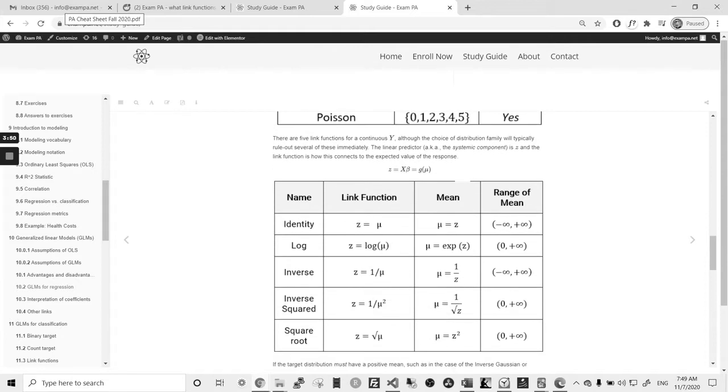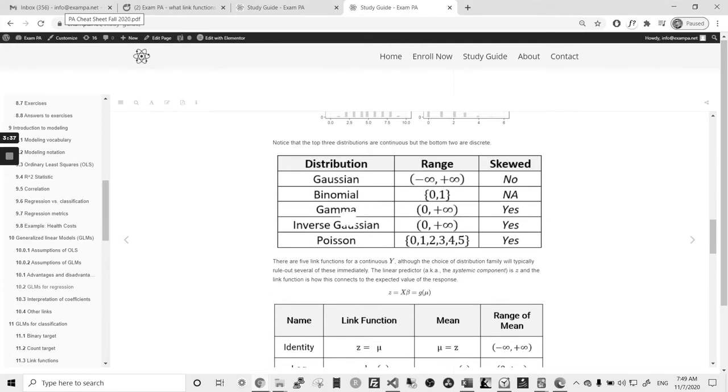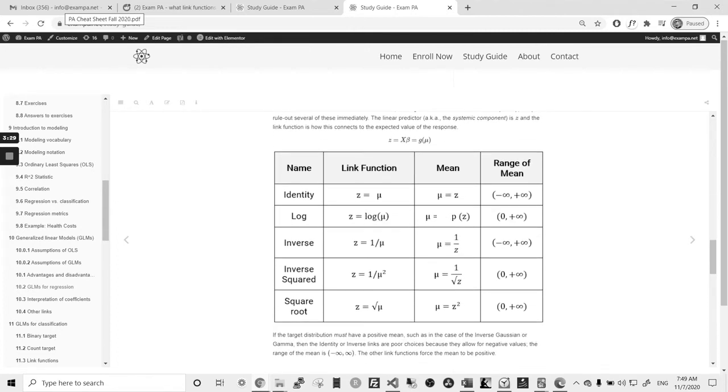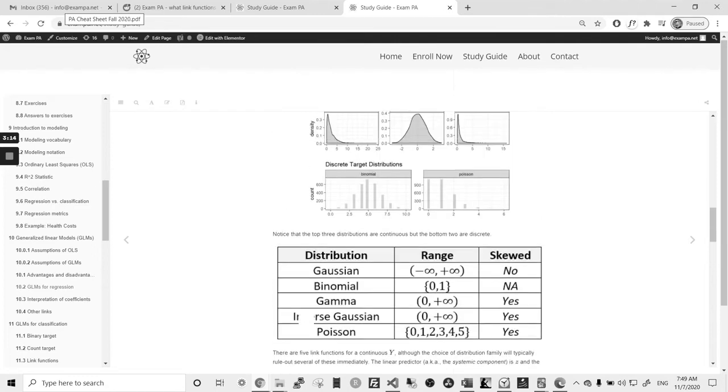And so your link function can return either a positive or negative value, right? Because it makes sense. If you have a Gaussian random variable, you can have a positive or negative mean. But if you have something like a gamma distribution that has a positive range, it has to have a positive mean, then you need to choose a link function that only has a positive range, such as the log link or the inverse squared or the square root. So that's just one example.